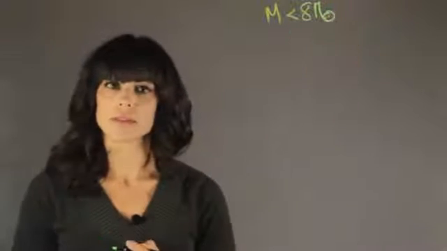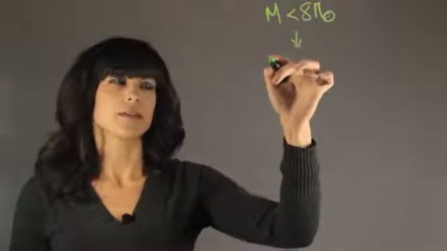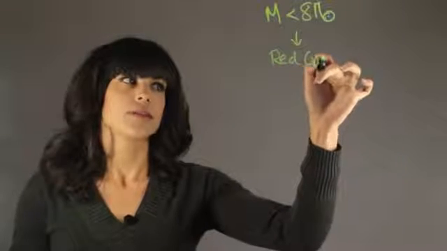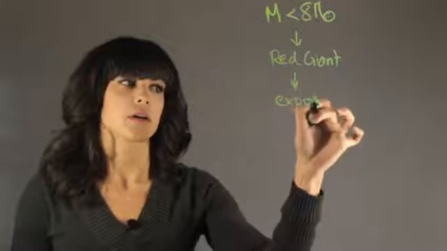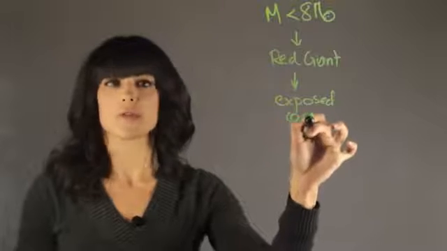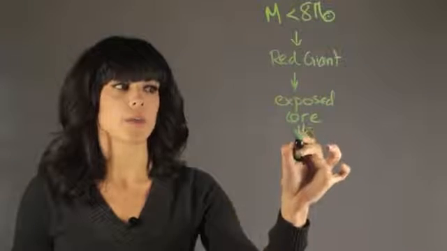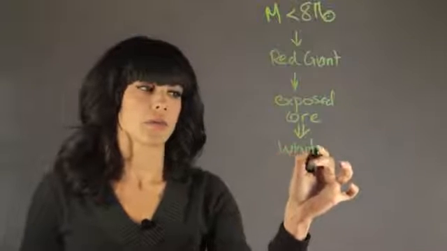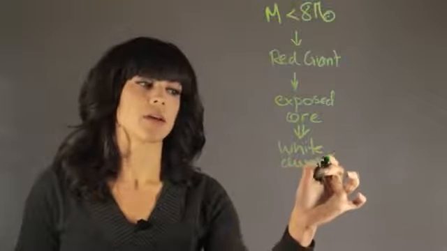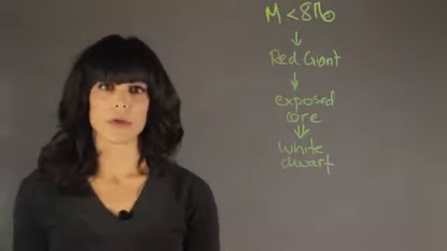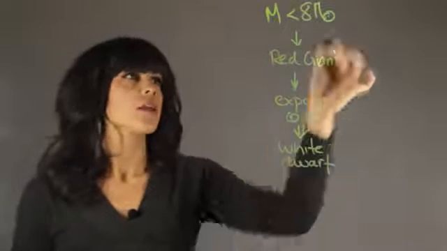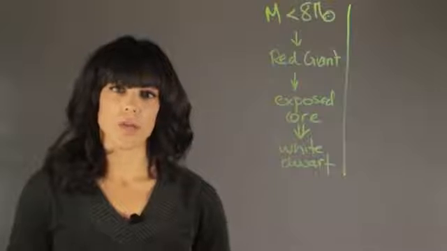Let's say a star has a mass that is less than 8 times the mass of our sun. That star will become a red giant, and then eventually you will be left with an exposed core without any fusion process. This exposed core is what we call a white dwarf. At this point, that star will be considered dead, and it will no longer have any nuclear fusion going on in the star.